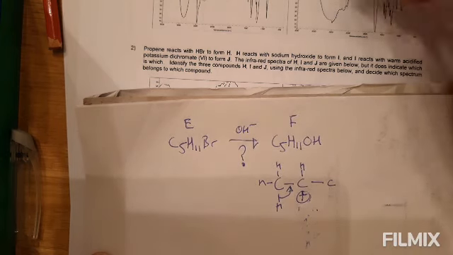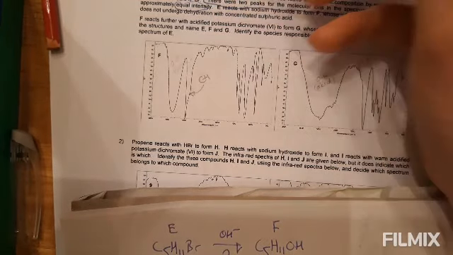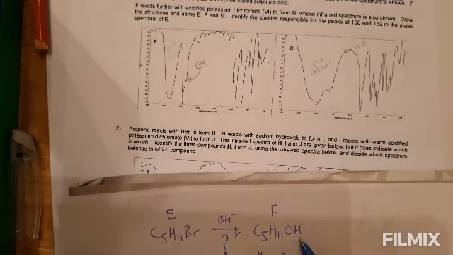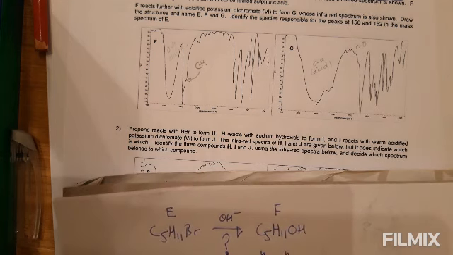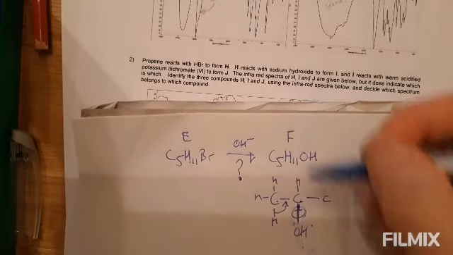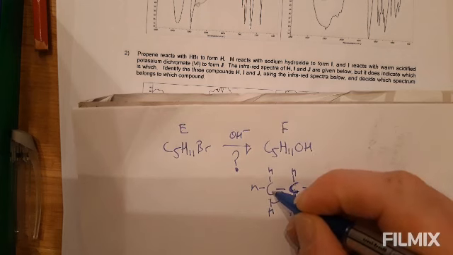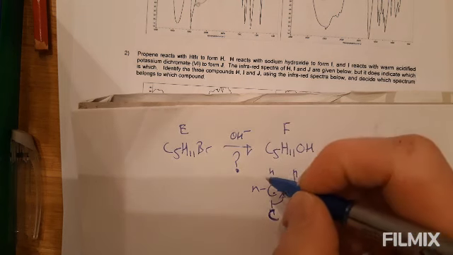Right. So this statement here, that F does not undergo dehydration, tells us a very important fact. It tells us that the carbon that the OH is bonded to, the next carbon along does not have a hydrogen on it. Sorry, I was off the screen there. So in other words, it's telling us that.